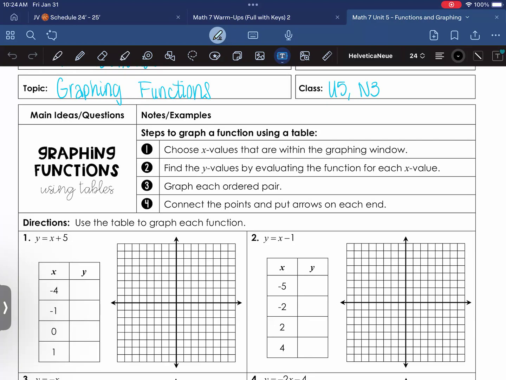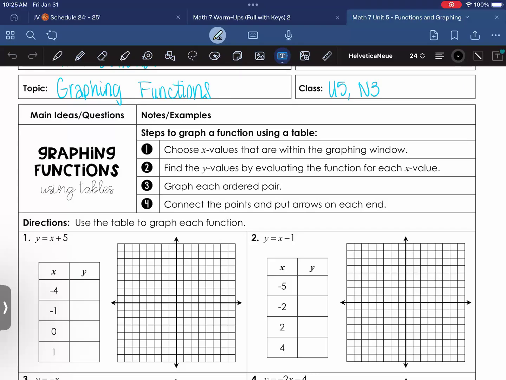So step 1 will be to choose X values. We have been given some X values in some of these problems, and then other ones later on, you will have to choose your own. And then step 2 would be to find the Y values. So that's where you plug in your X values so that you can figure out what Y equals. All right, step 3 is to just graph each ordered pair. So, like X comma Y, you put that point on your coordinate plane.